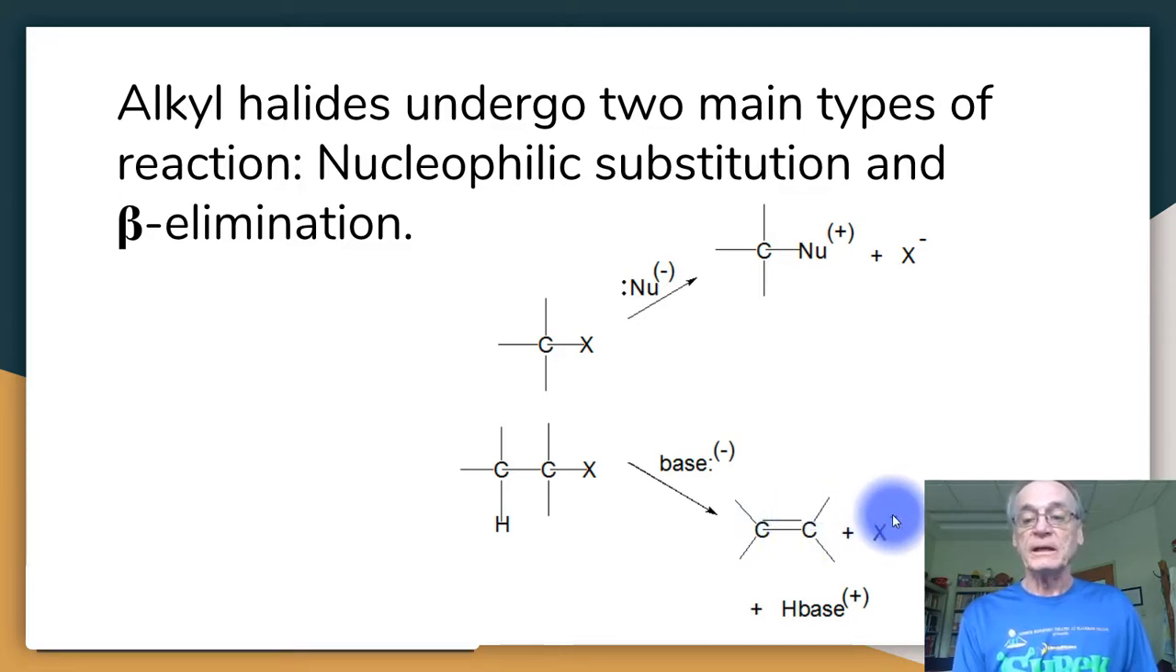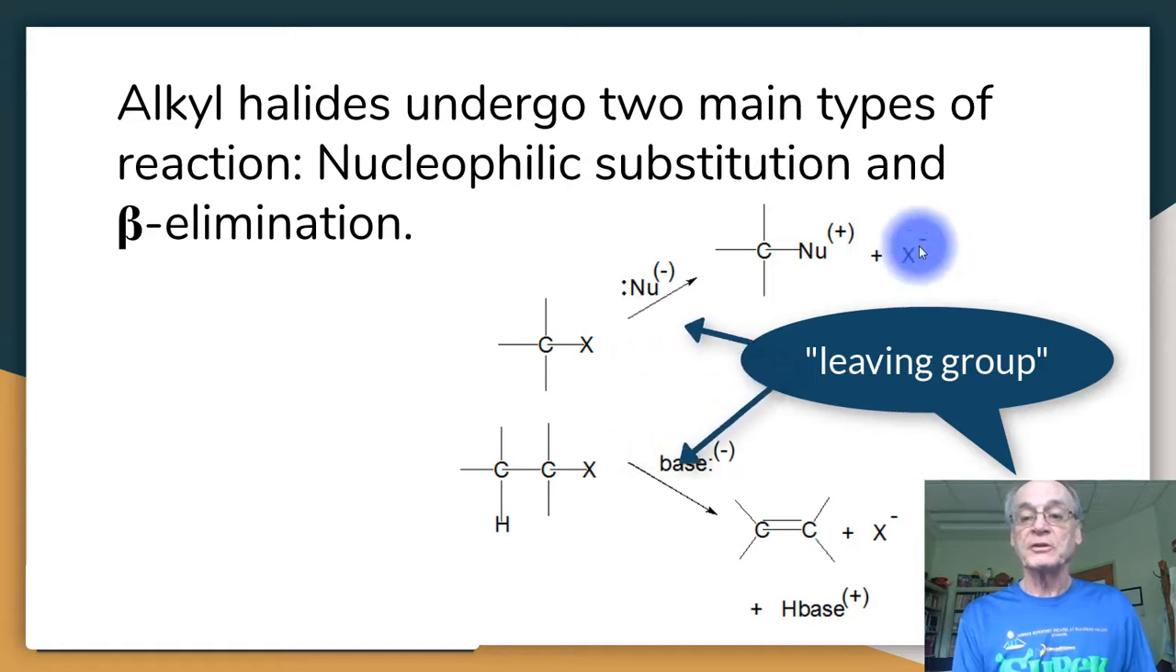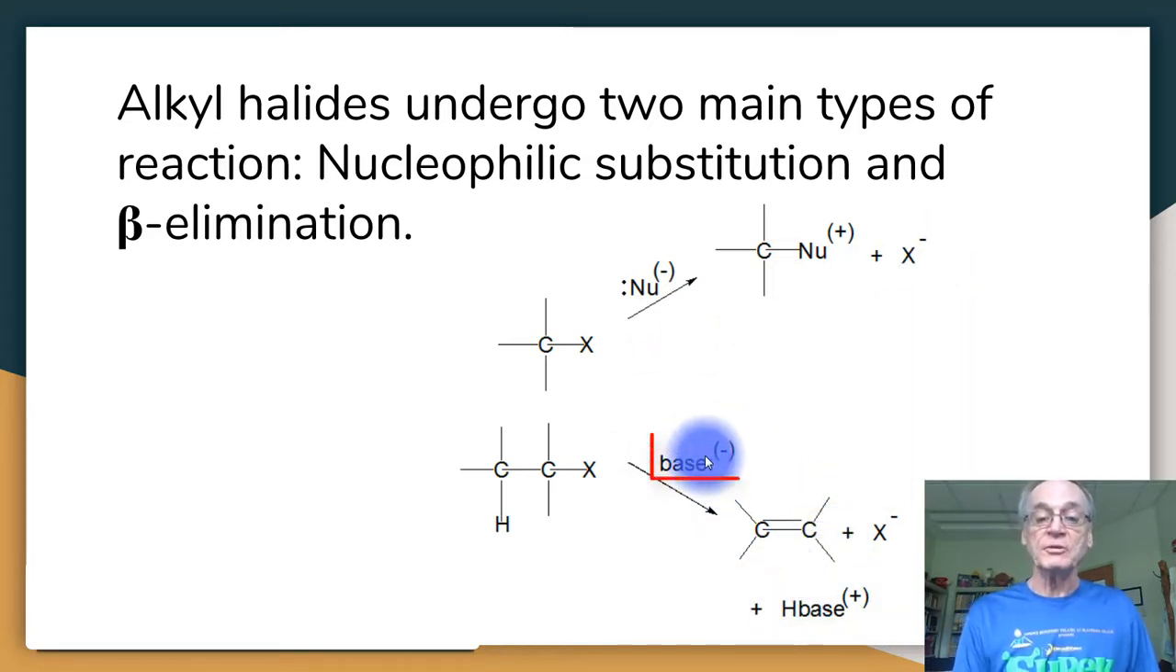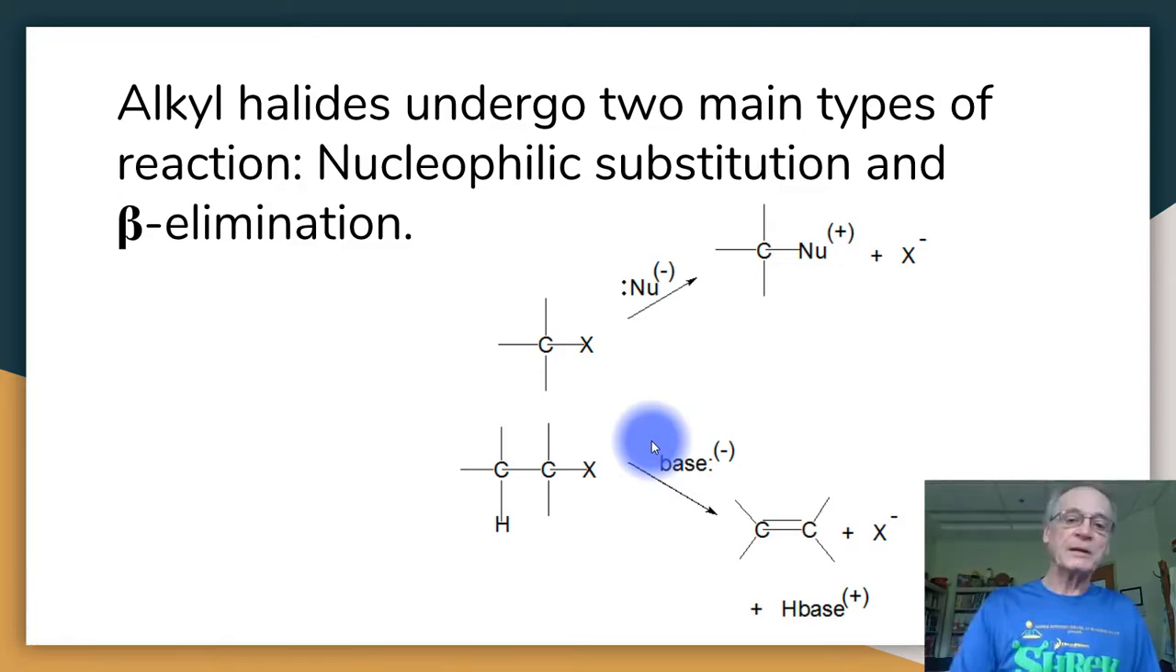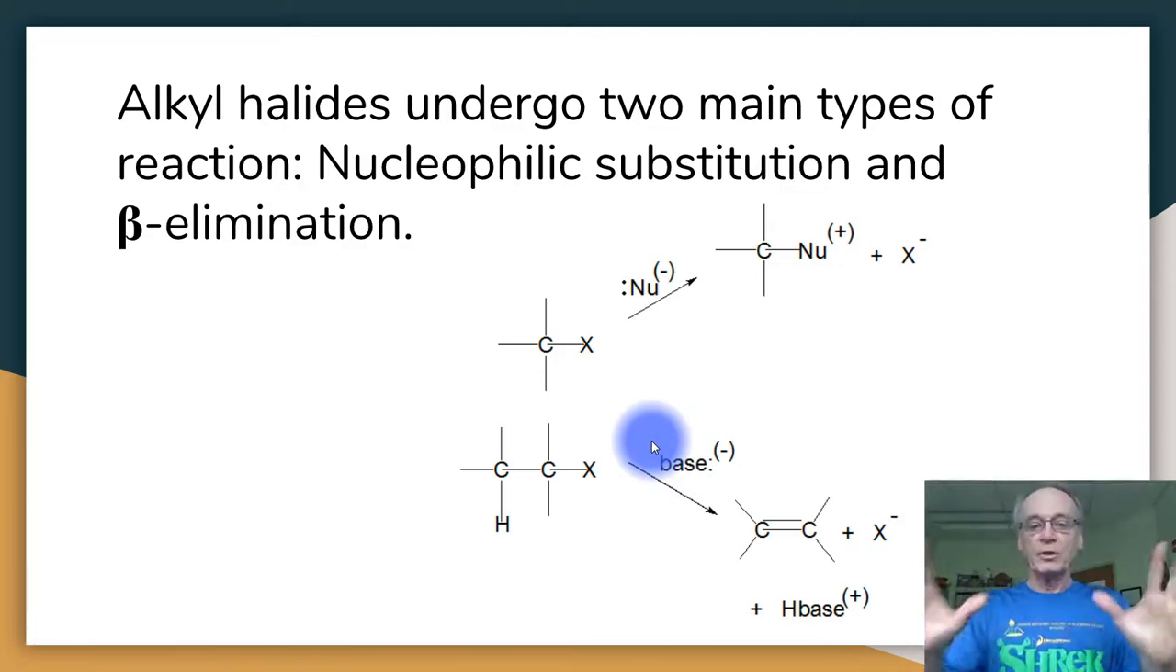And the halide goes off as what's called a leaving group in both of these reactions, and the byproduct here is whatever the conjugate acid of that base is. But what becomes confusing is that sometimes the same thing can be a nucleophile and a base, and we'll see that at the end of the chapter when we talk about putting it all together.